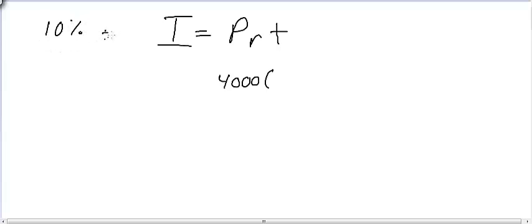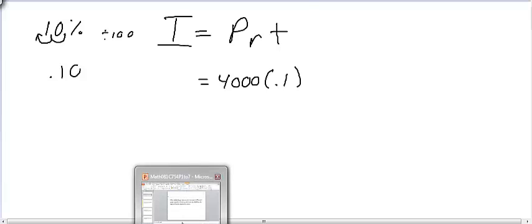10%, I divide by 100 to make it into a decimal. The effect is this decimal point moves 2 spaces to the left. So 0.1 or 0.10. It's my decimal. Time is what we're trying to figure out. How long will it take? Now it says till her investment doubles.